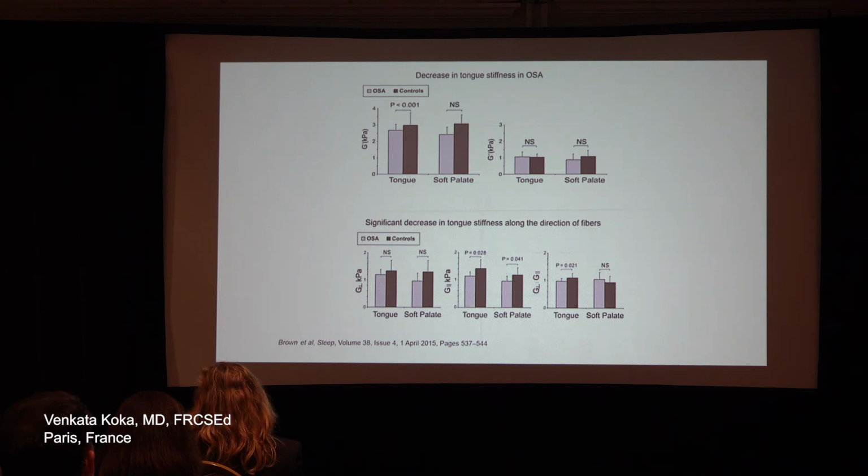And the increase in EMG has nothing to do with the tongue stiffness. And the tongue stiffness has nothing to do with the collapse, because the passive collapsibility has not decreased with the loss of tongue stiffness. But the only thing is the active pharyngeal response is reduced.